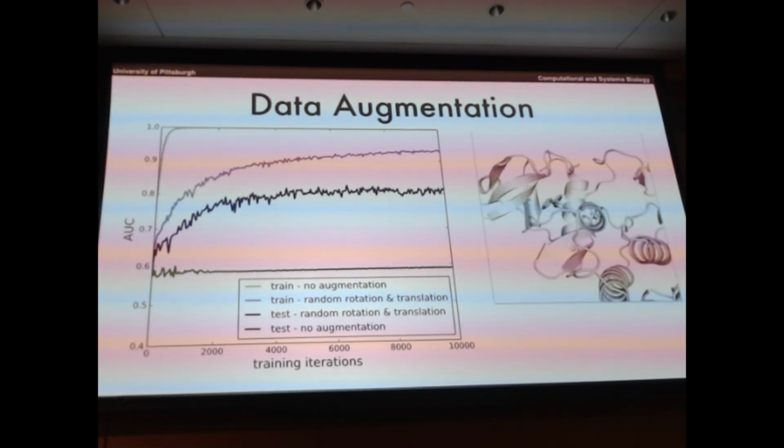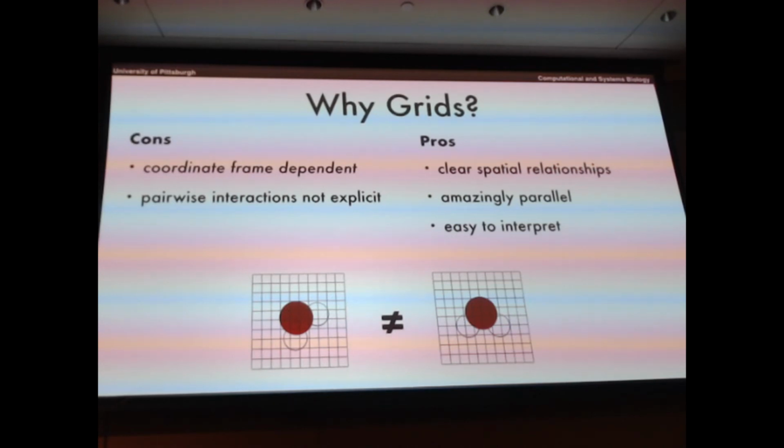But it raises this question, if you're paying attention, and I know you were, which is why grids? Because they are coordinate frame dependent. If you rotate the molecule, the network sees it as a different picture, as a different input. And we know physically it's not actually different. This is a serious limitation and problem with the approach. And you could also argue the fact that it isn't explicitly extracting pairwise interactions is a problem. So there better be some good pros, and I think there are.